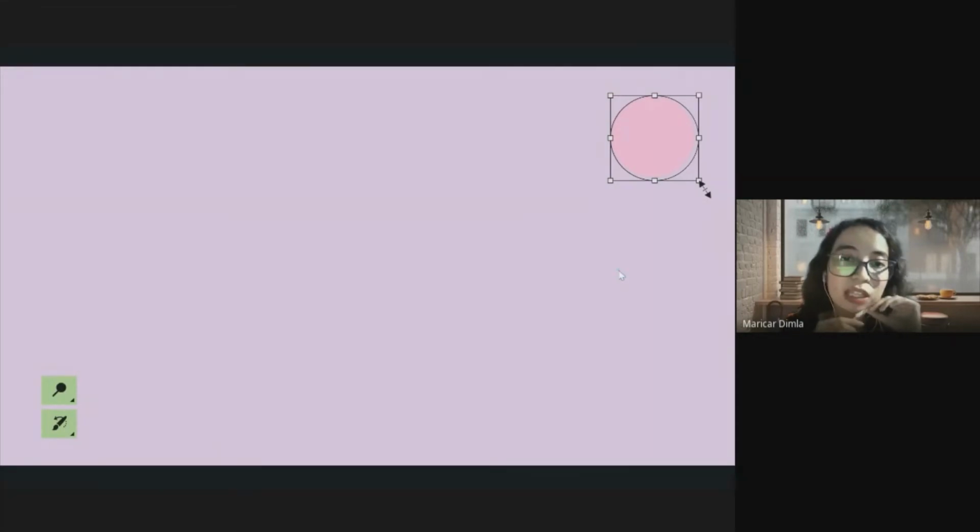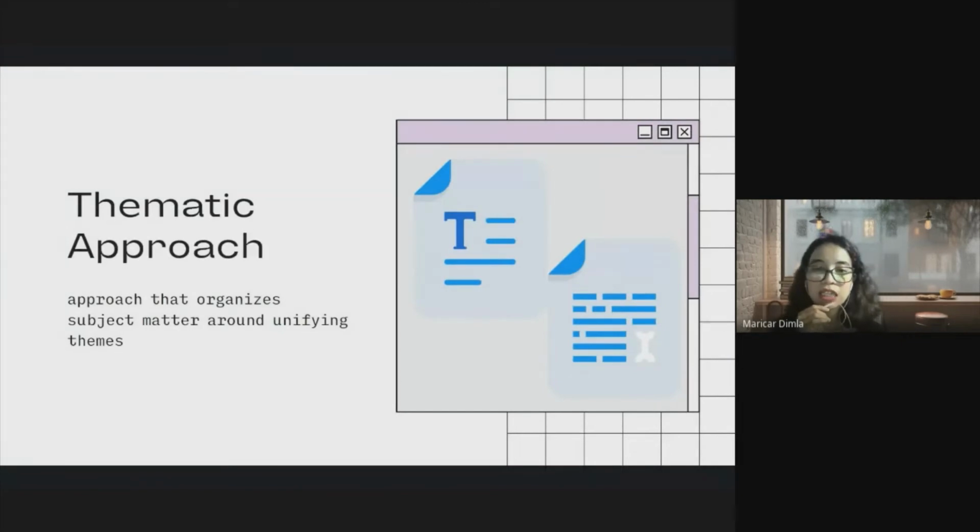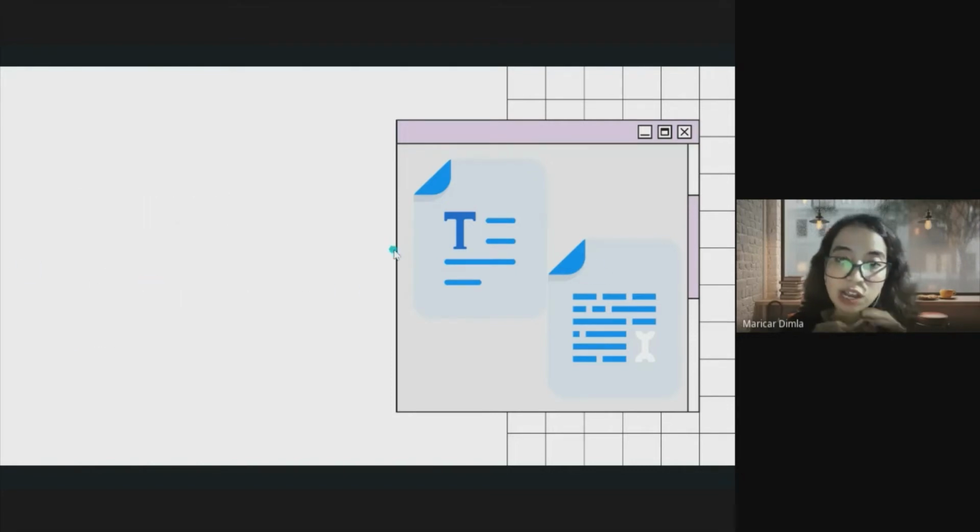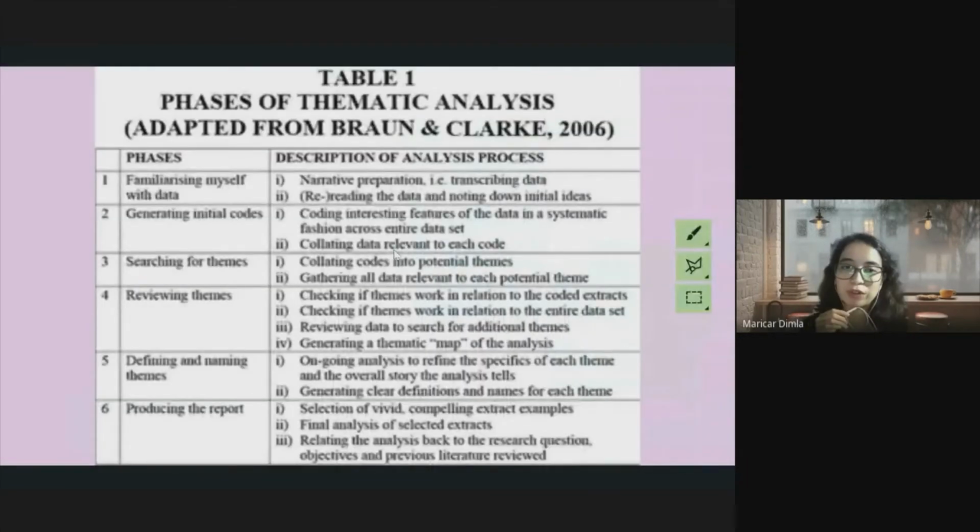Class, use the thematic approach. This is the ideal way for you to derive your tables, okay, if you're dealing with non-numerical data. Last one, we say thematic approach. Okay, it organizes your data by providing themes. Okay, no, syempre, thematic approach nga. So, class, no, we have stages or the process on how to have your thematic approach.